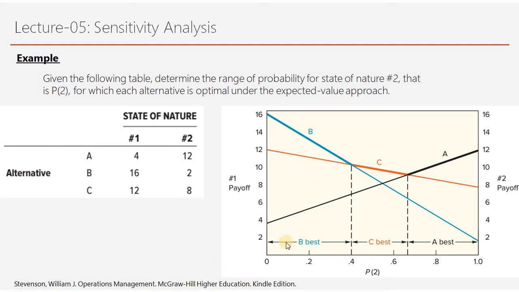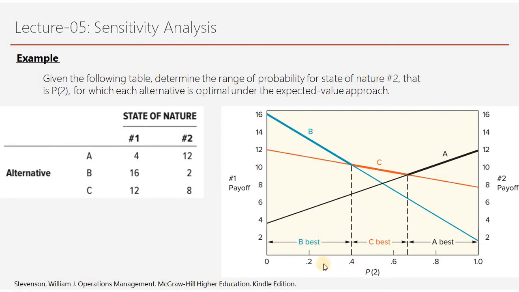And remember, here we're considering payoffs. So of course we would like to see which alternative will give the highest payoff. So we should be looking at the highest line. Okay, so we determine this point. The value of it is probability of 0.4. So when the range is between probability of 0 and 0.4, we should be looking at the highest line in this range, and here it is B. So if the state of nature 2 has probability between 0 and 0.4, then B is best.